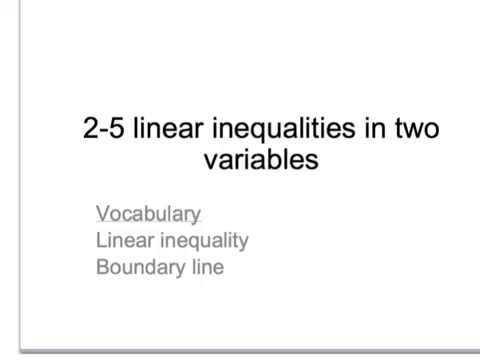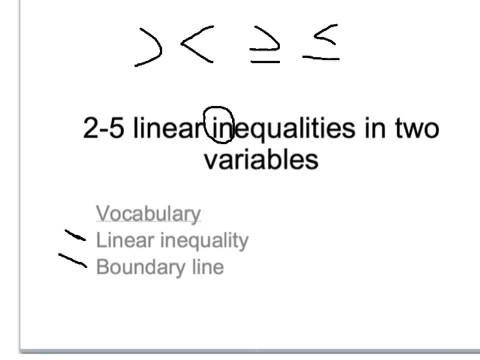All right, today is 2.5, linear inequalities in two variables. We have two vocabulary words, linear inequality and boundary line. Notice this is inequality. That's greater than, less than, greater than or equal to, less than or equal to. Equality is just an equal sign. That's not what we're doing today.